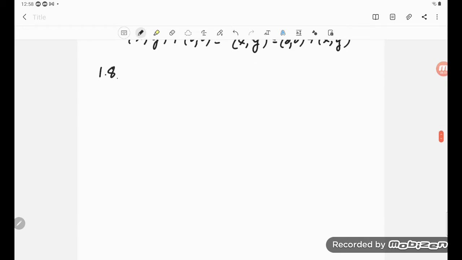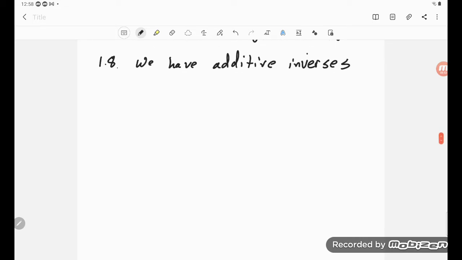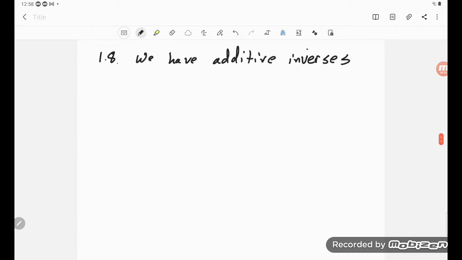Property 1.8 tells us we have additive inverses. And again, these are things that you would hope we would have. But pretty much we have to show all these are true in order to say we really do have a field. So these are just the properties of a field.